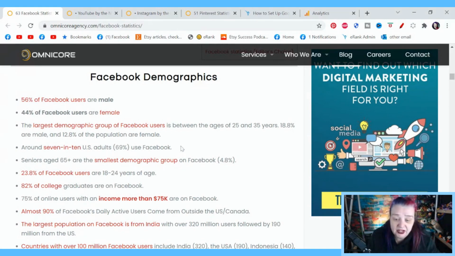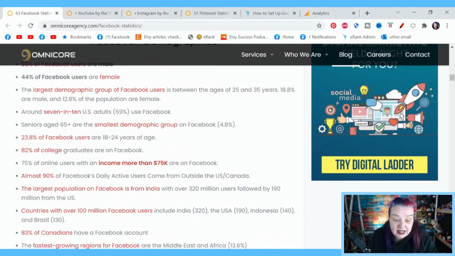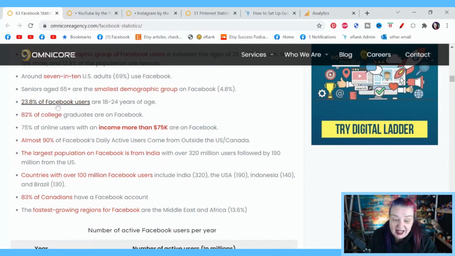The largest demographic group are 25 to 35-year-olds. Hey, that's the group I was looking at. 70% of US adults, and 65 plus are the smallest demographic on Facebook. That totally makes sense. And 24% are the younger group, and that doesn't surprise me. We have heard that the youngsters are using Facebook less, but that's still a lot of people. But still, 82% of college graduates are on Facebook.